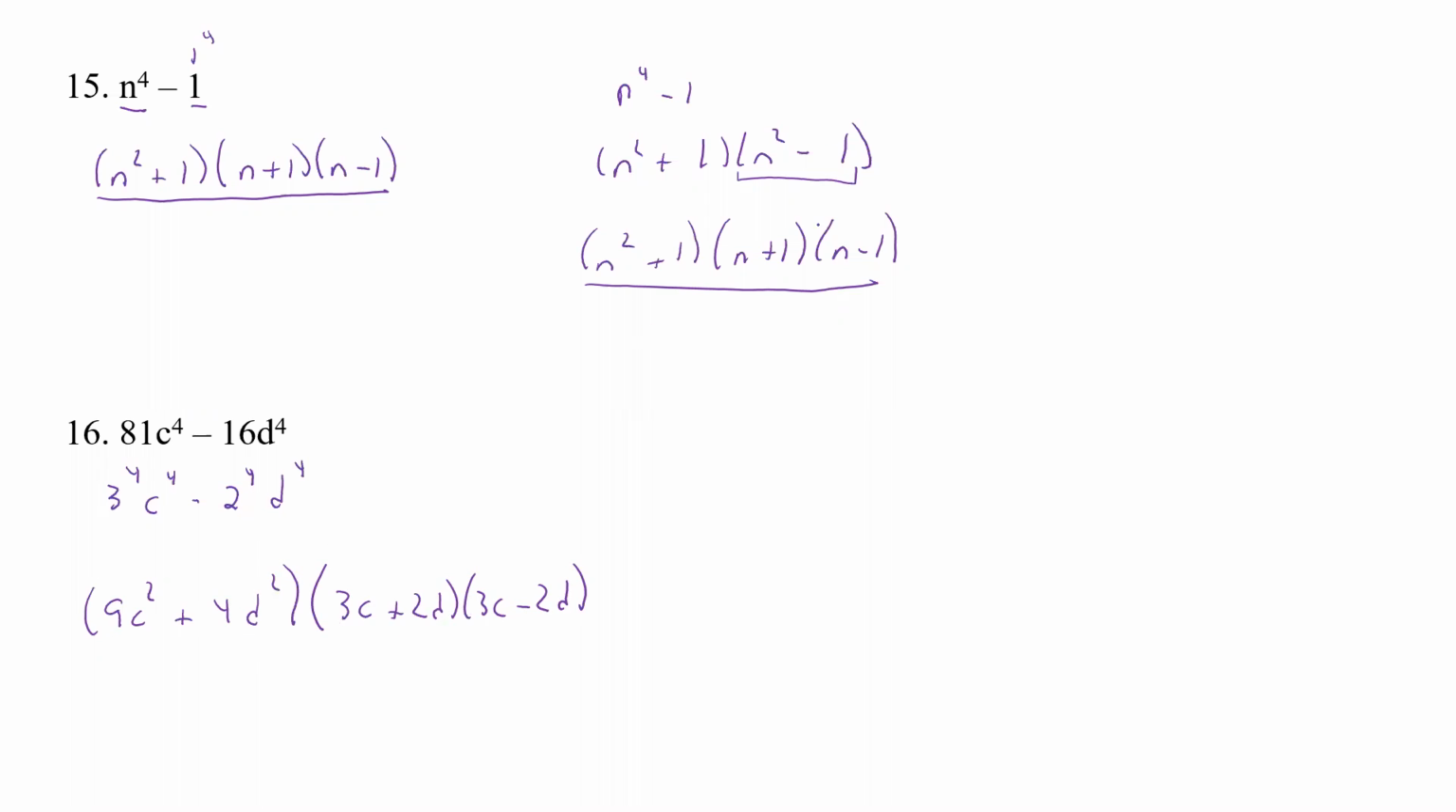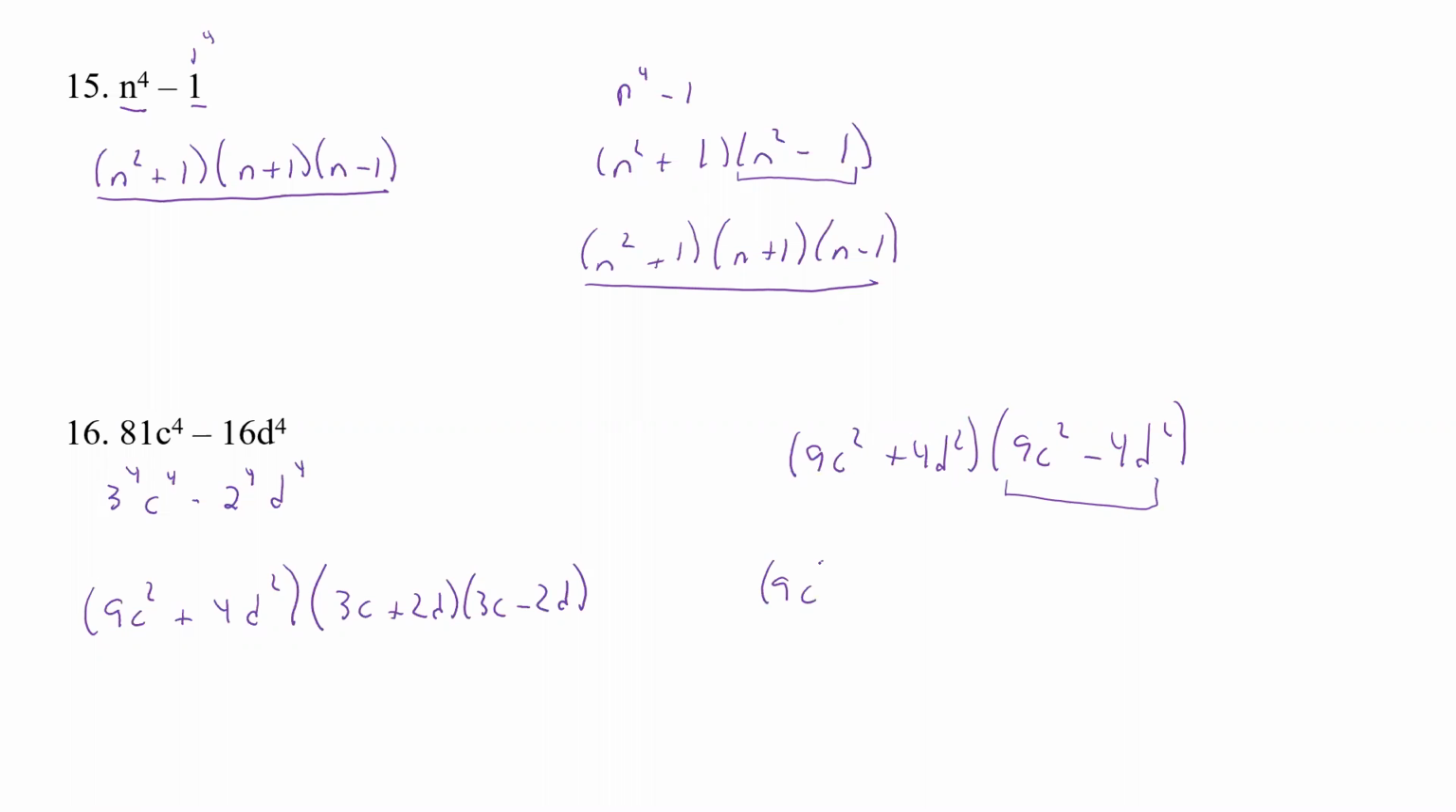Now, if we did like we did over here, what we would have is going to be 9c squared plus 4d squared times 9c squared minus 4d squared. And again, checking that out, that's 81c to the fourth, and then plus 36 minus 36, so those cancel, and then minus 16d to the fourth. And so that's that. Now this can be factored.